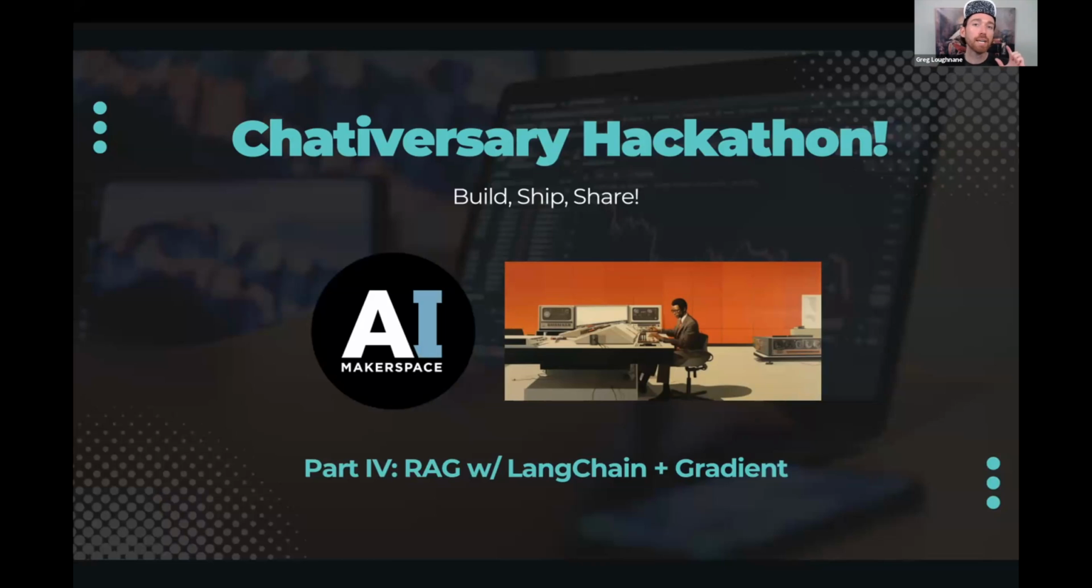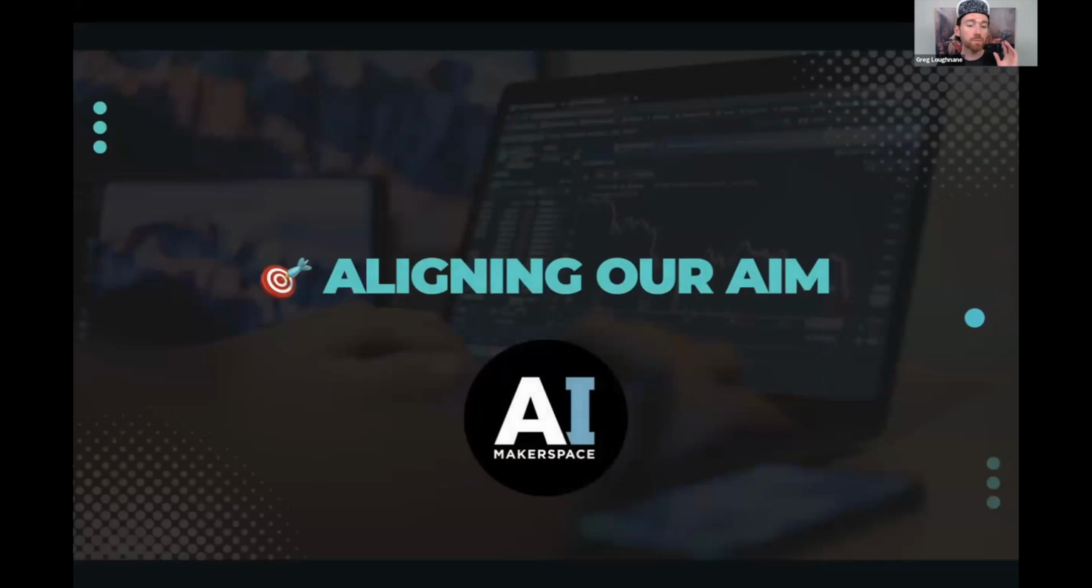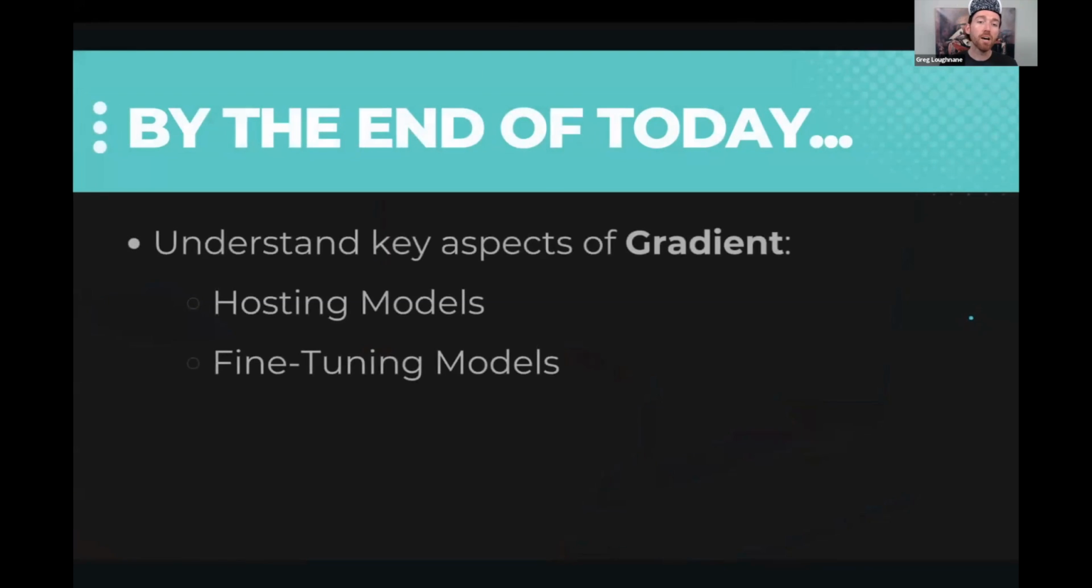We're going to use Gradient as a place to host the open source models we're going to use and to fine tune the open source model that we're going to use, which is, of course, Llama 2 today. So, just making sure that we're completely aligned today. You're going to understand the key aspects of Gradient. You're going to understand how to host the models, how to fine tune the models, and how to use those models to build RAG systems.